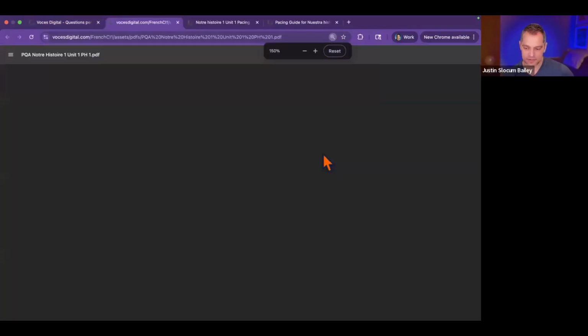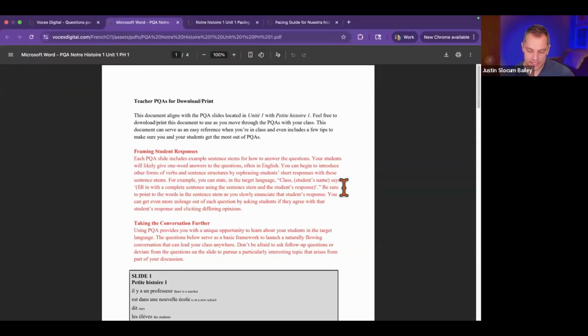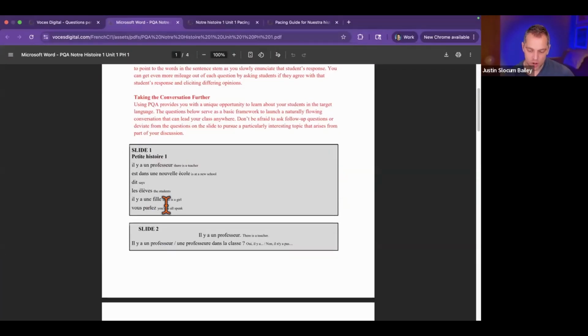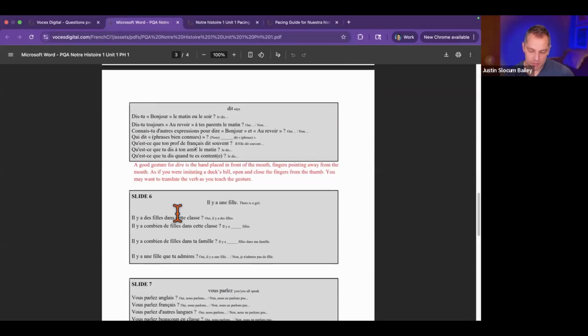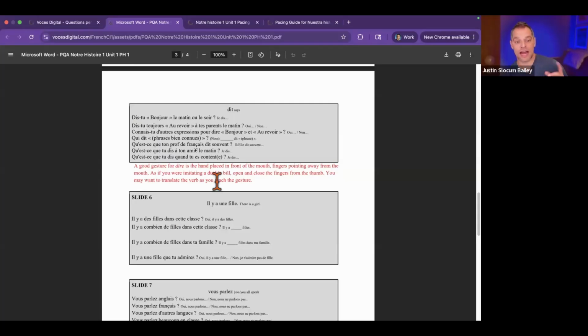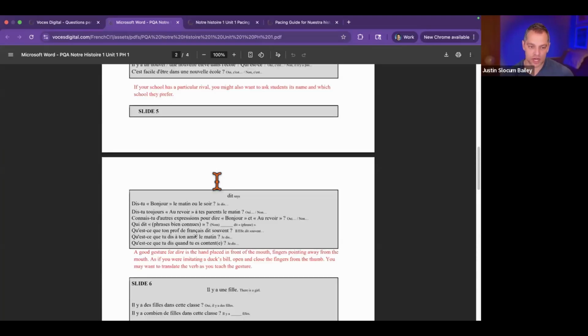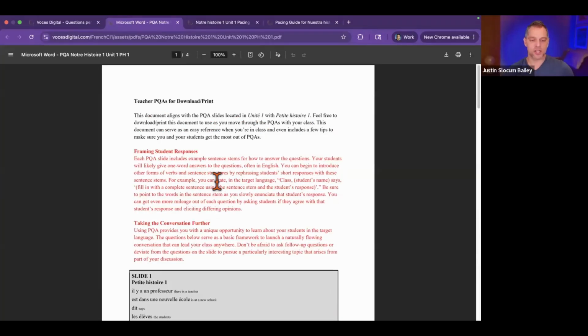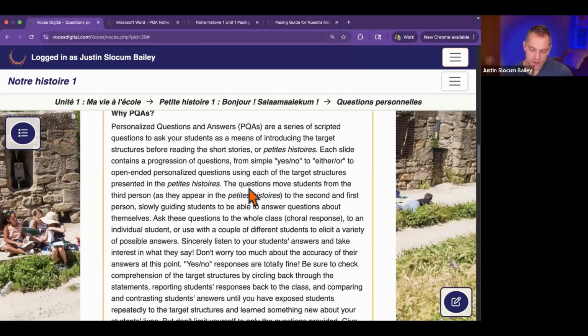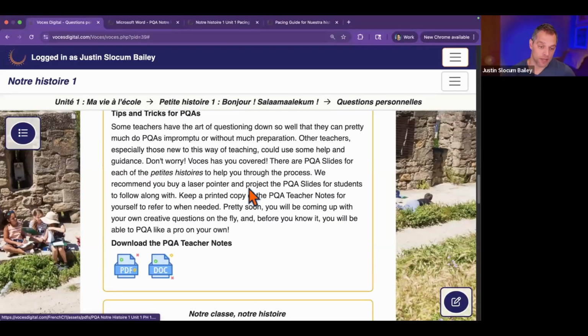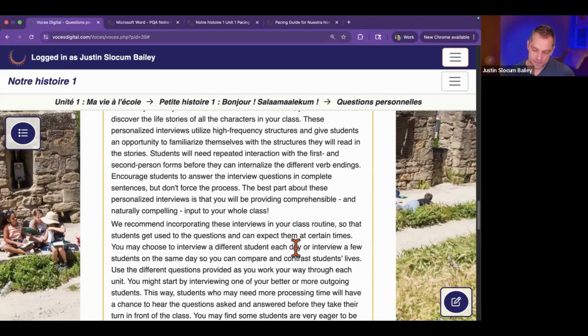If I grab this PDF, this is something you can print out or hold on a device. It shows you here what's on each slide, and it gives you then in red a bunch of tips on how you can use those questions. So it's a true step-by-step, almost like a script, especially if you're new to trying to use these thematic questions to generate conversation with your students. It's right there on the same page inside one of the yellow teacher notes for you to grab. You can do the PDF, or if you want to be able to edit it, you can do the doc version.